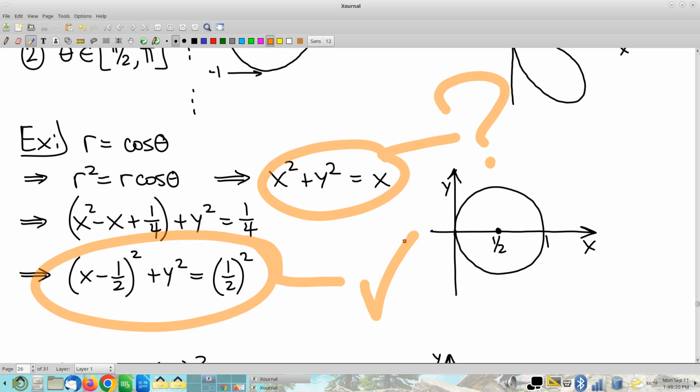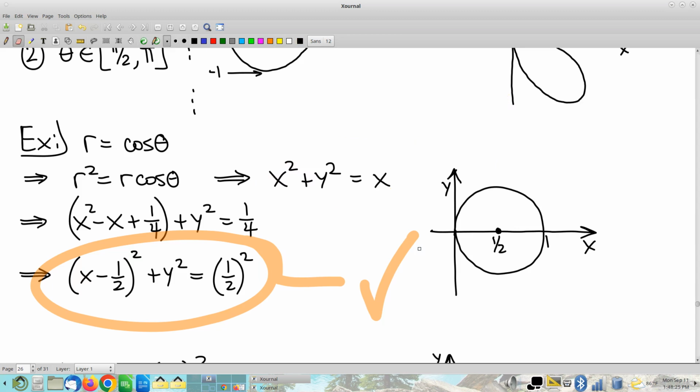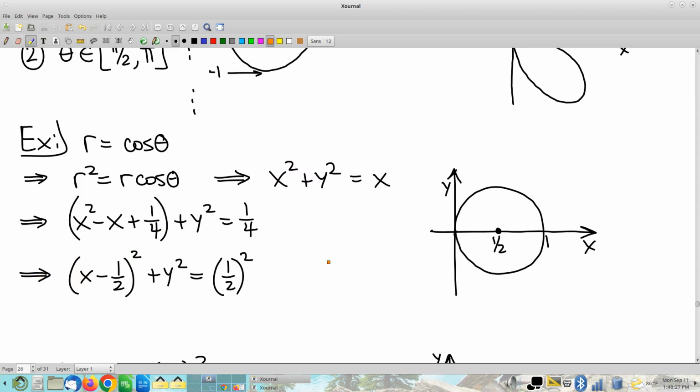Yeah? Can you explain again why you can't have cosine squared? Well, it's not that you can't, it's just that I don't know what to do with that, right? So in terms of converting that into rectangular coordinates, I just don't have any formulas that say, oh yeah, cosine squared, that's the following nice formula. So yeah, it's not that you can't, it's that you don't want to.